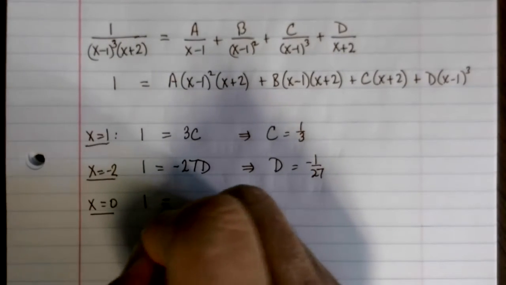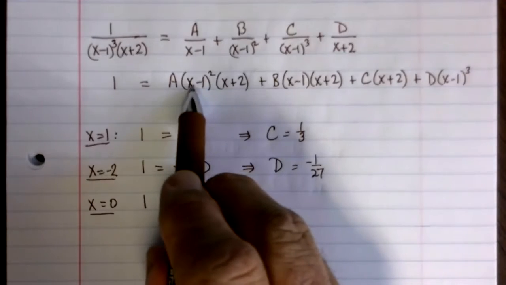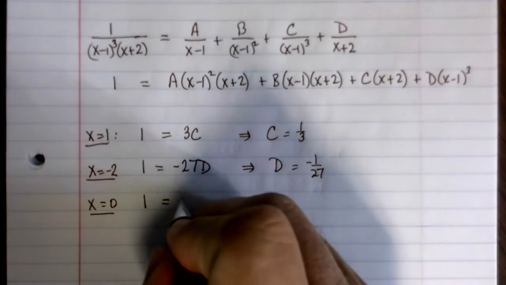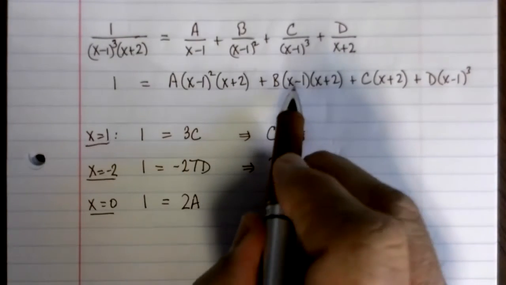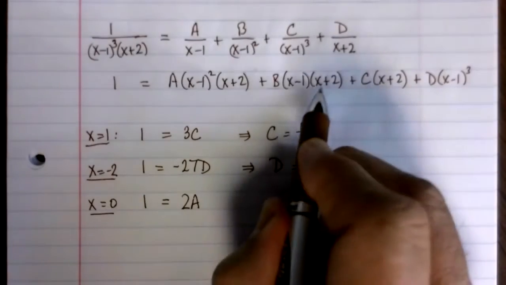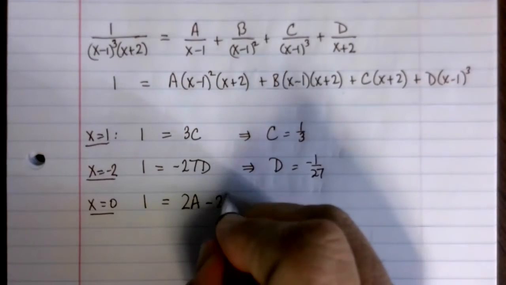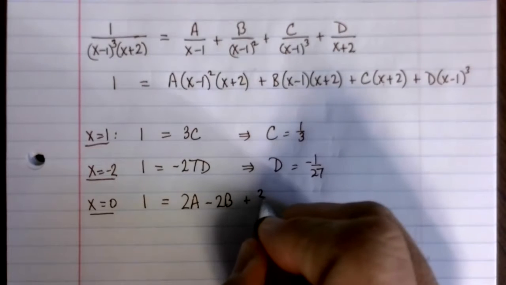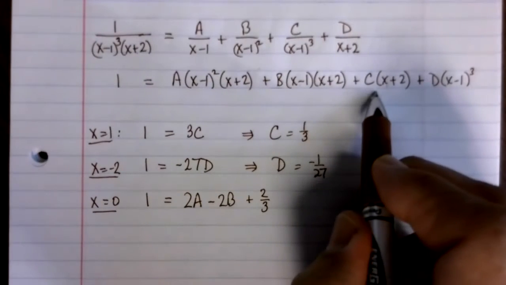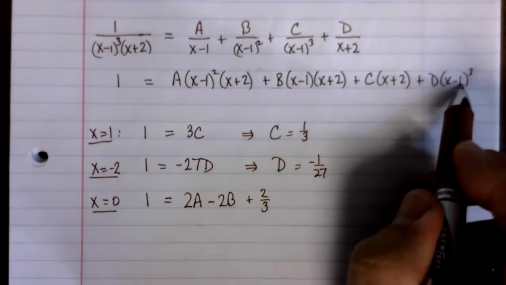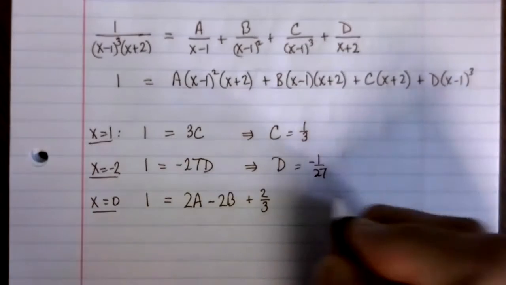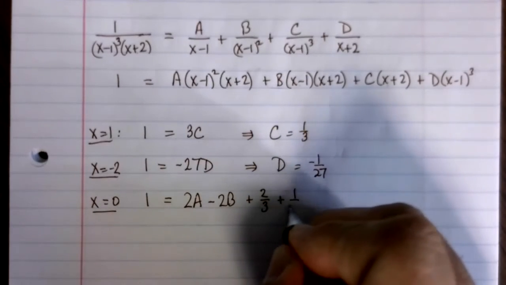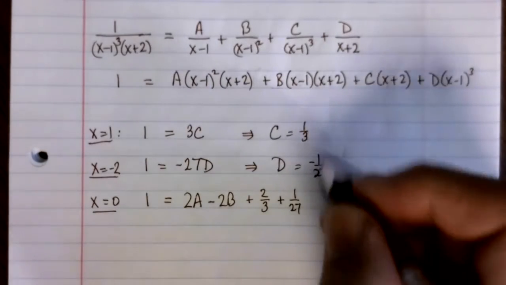If I plug in 0, I still have 1 on the left. If I plug in 0, I get 1 times 2, so 2A. Then I get -1 times 2, so minus 2B. Then I get plus 2C, so plus 2/3, because I know C is a third. Plug in 0 here, I get -1, so -1 times -1 over 27 makes plus 1 over 27.